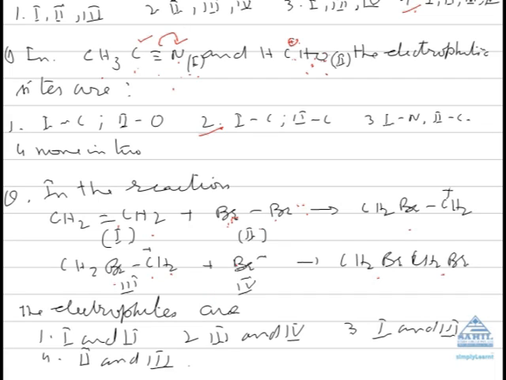Now after that, in the second step, the third, carbon, is electron deficient. It is a carbocation. Naturally it has got 6 electrons. So it will accept the electron pair from Br minus. Hence out of third and fourth, third is the electrophile. Out of first and second, second is the electrophile. So the answer will be second and third. Hence the correct answer is fourth.